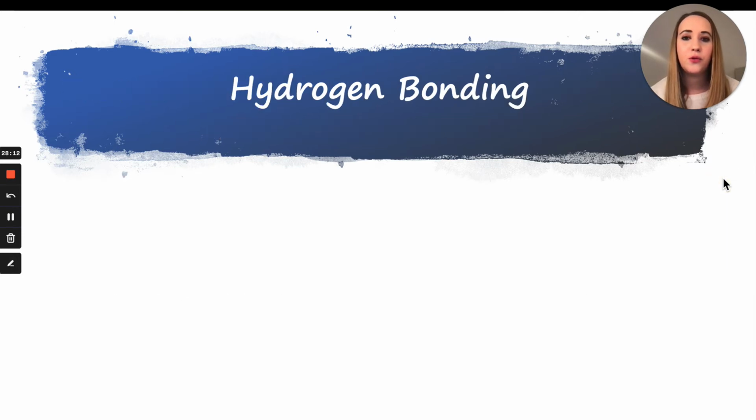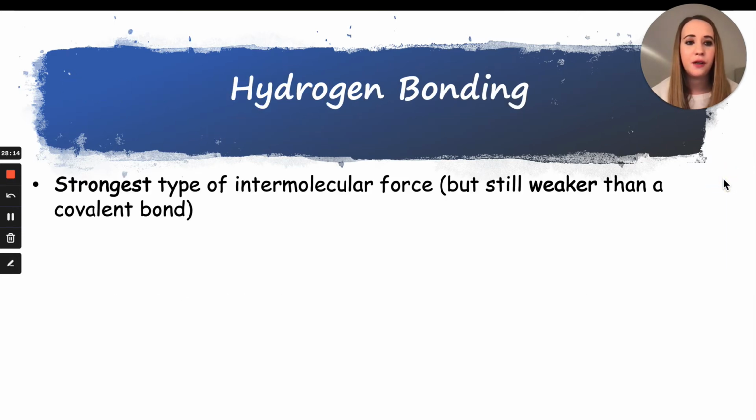Okay, so with hydrogen bonding, although it's called bonding, remember it's still an intermolecular force. It's not a bond like a covalent bond is. This is our strongest type of intermolecular force out of LDFs and PD, but it is still weaker than a bond. So bear that in mind. It's nowhere near that same strength, even though it is the strongest intermolecular force.